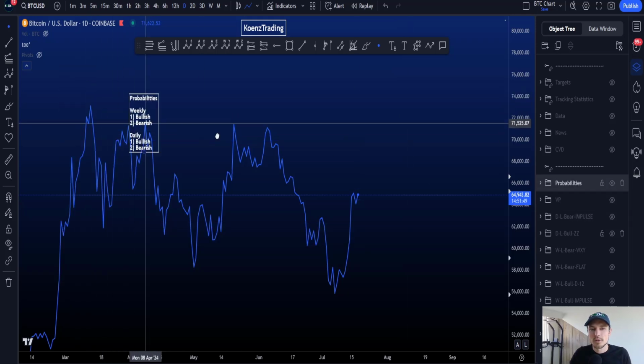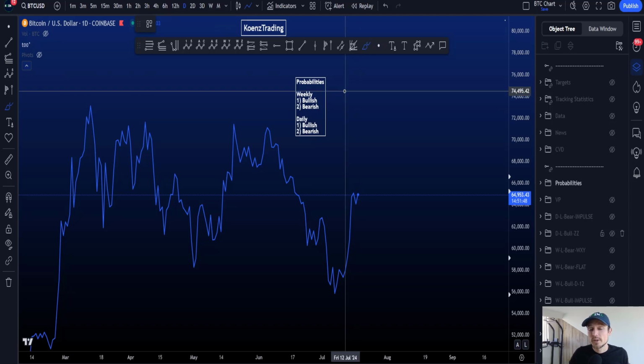If we then finally look at the probabilities, on the weekly time frame, the bullish scenario at the moment has the highest probabilities compared to the bearish scenarios, and on the daily time frame also the bullish scenario at the moment has a higher probability compared to the bearish scenario.